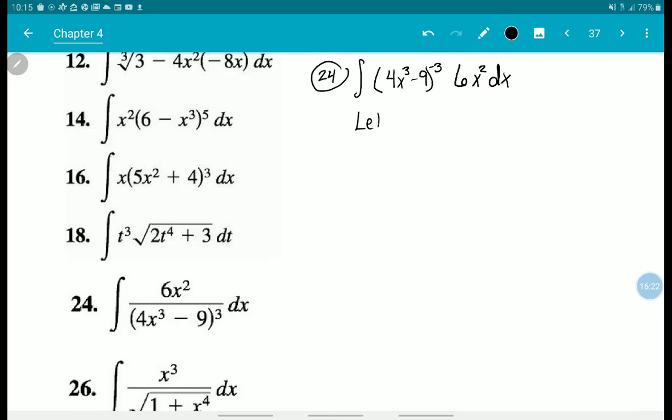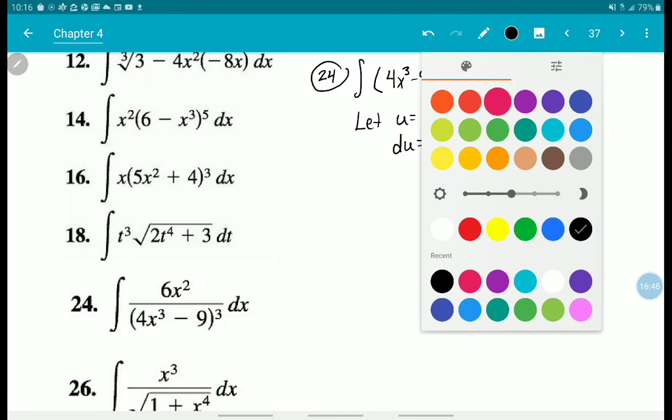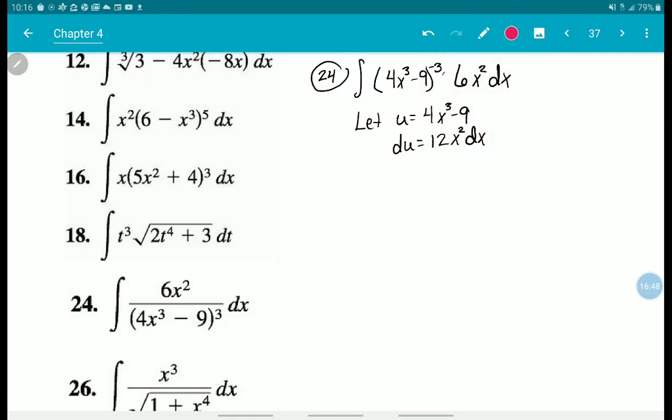So u is going to be the inside function. So we have 4x cubed minus 9. Du is the derivative. So we need a 12x. So let's look at what we have. We have a 6x squared. But we need a 12. So for us, the easiest thing to do would be to multiply by 2. Then we would have a 12. But because we multiplied by 2 here, we need to compensate with a 1/2.